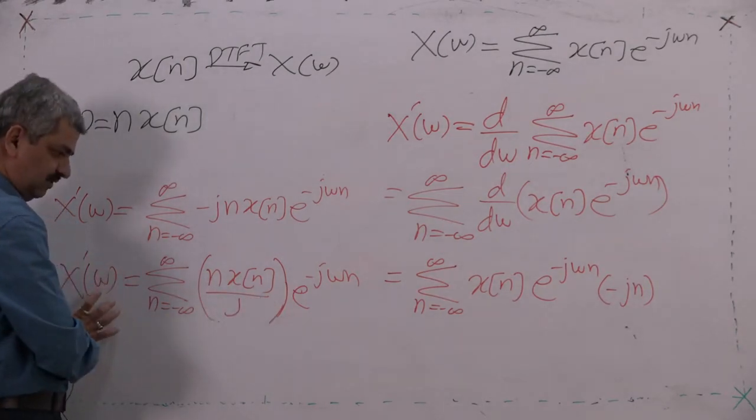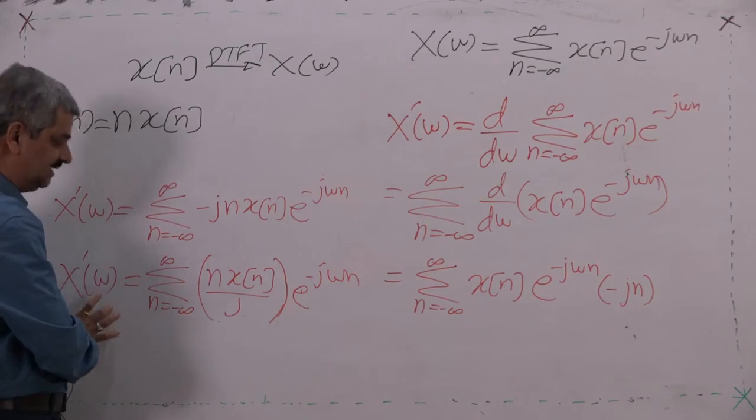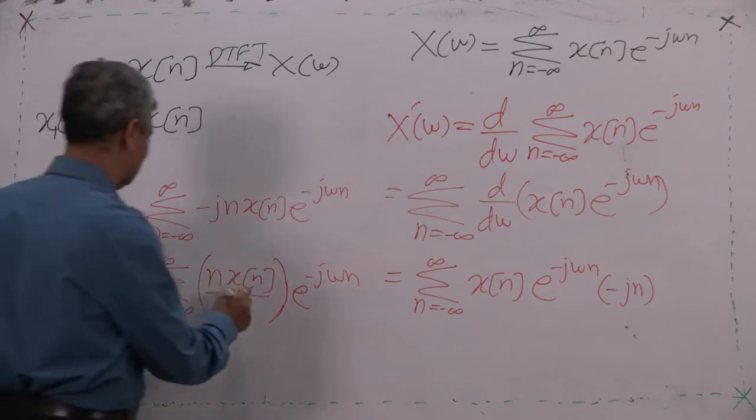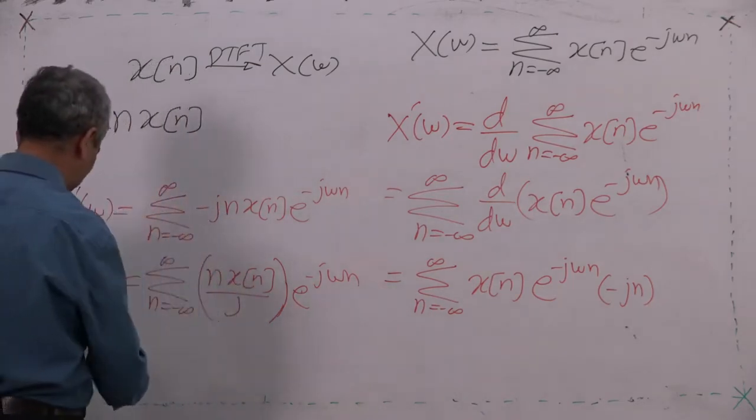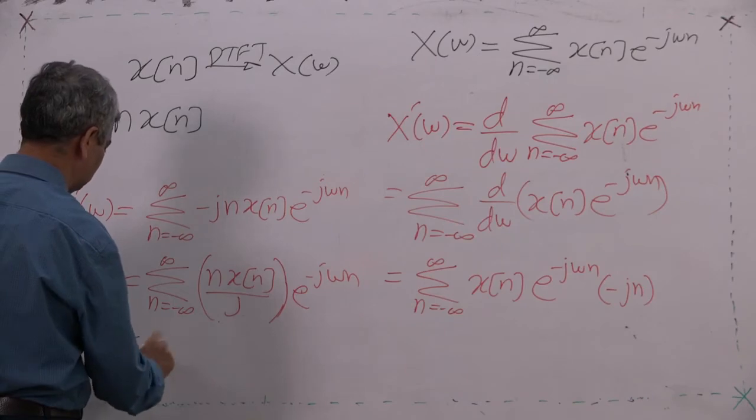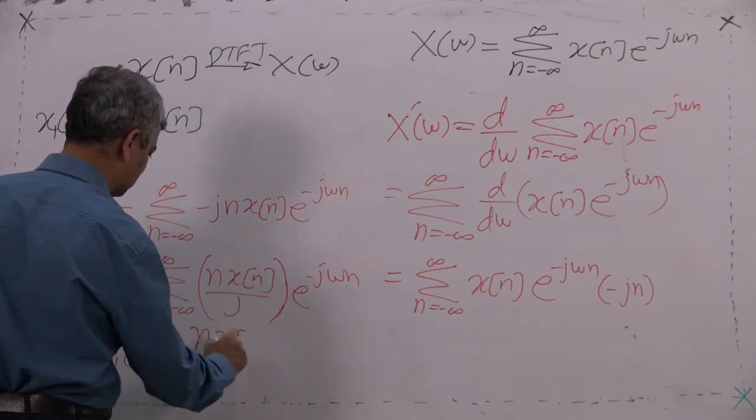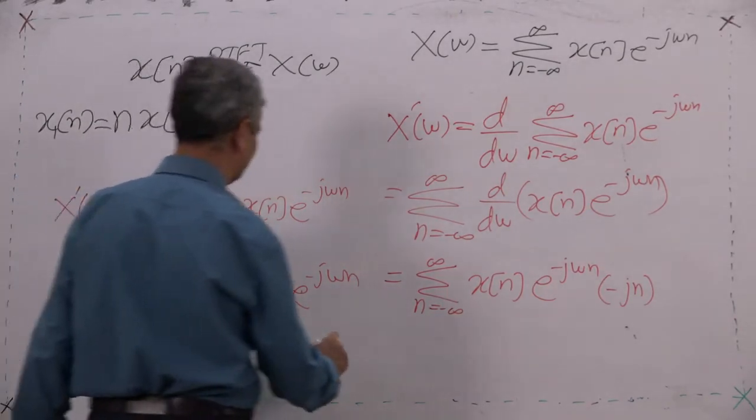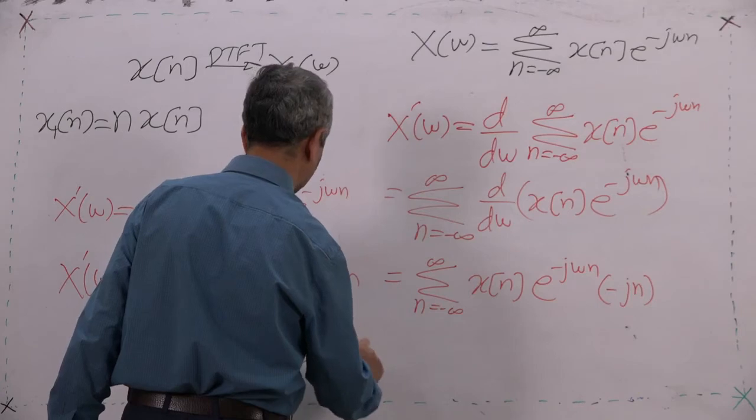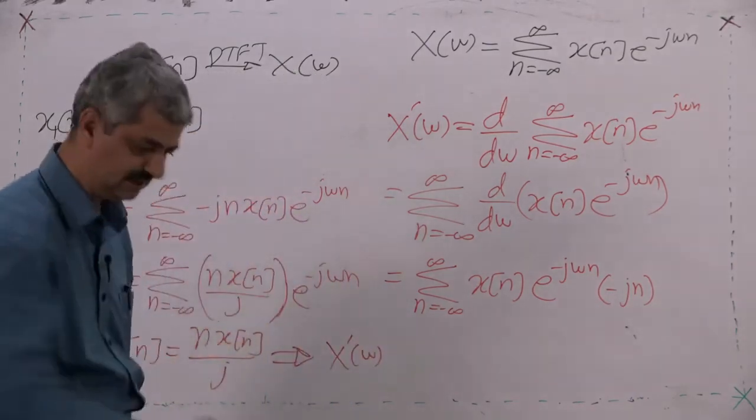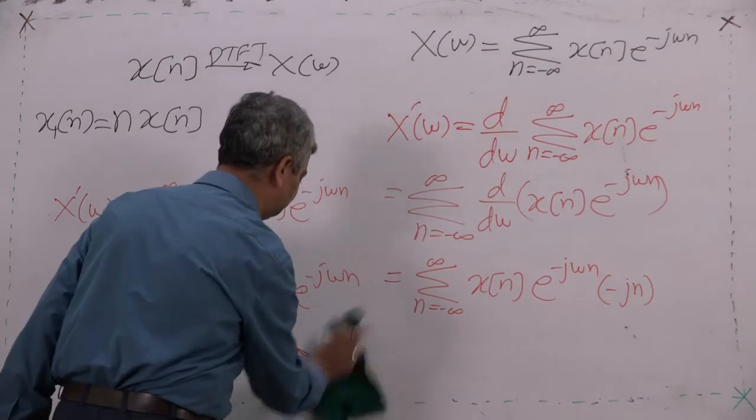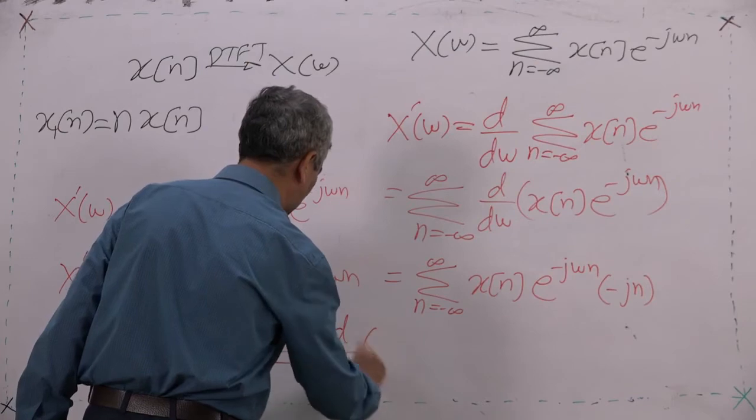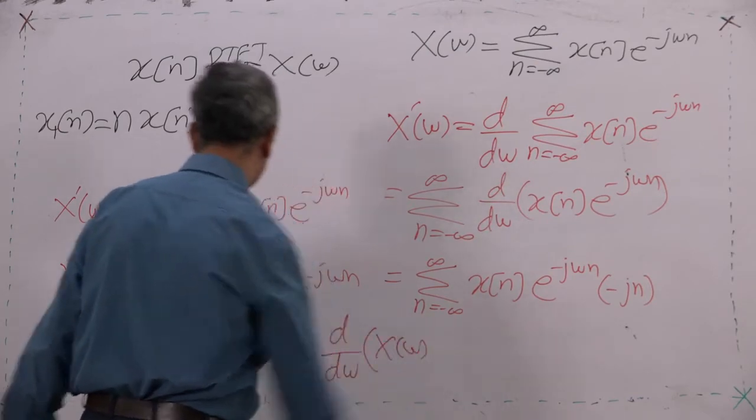Derivative of DTFT is the DTFT of n x n upon j. So what I can say is that if x1n is equal to n x n upon j, then its DTFT is x dash omega, or we can say d by d omega of x omega, right?